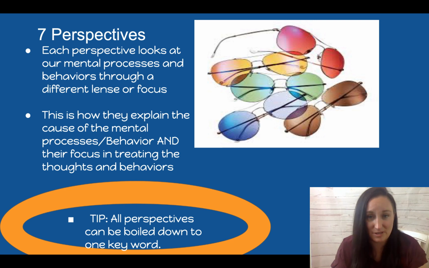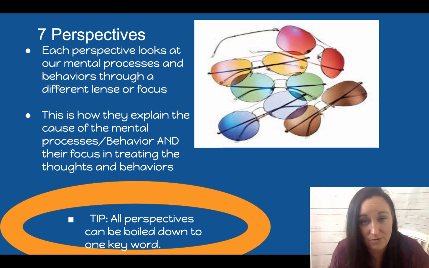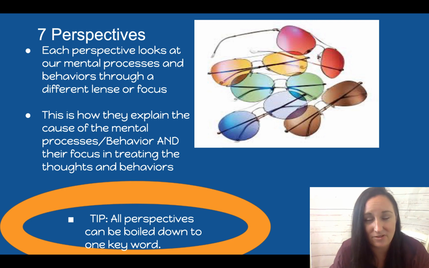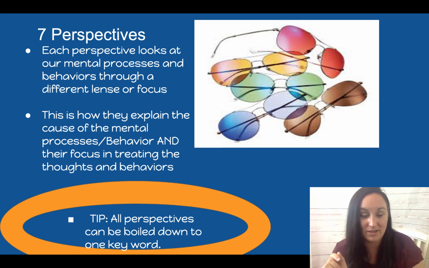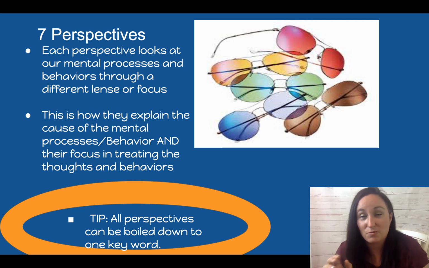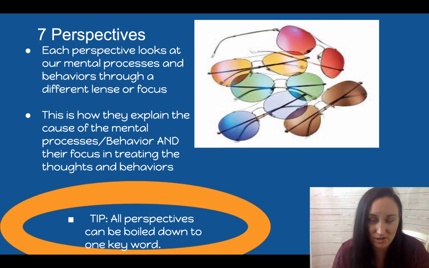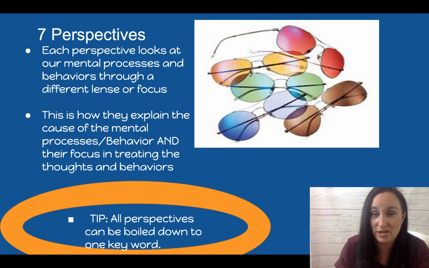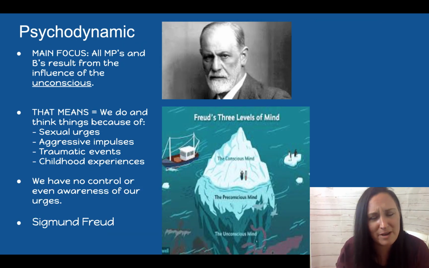So there are 7 perspectives that you need to know. You definitely want to write these down. Like I said, each perspective kind of looks using a lens. That's why I have those sunglasses there, because it's like looking at a situation through a particular lens, each perspective. So all perspectives can really be boiled down to 1 or 2 keywords. So I'm going to give you 1 or 2 keywords for each perspective, and you should absolutely write these down. Should you be writing them down?